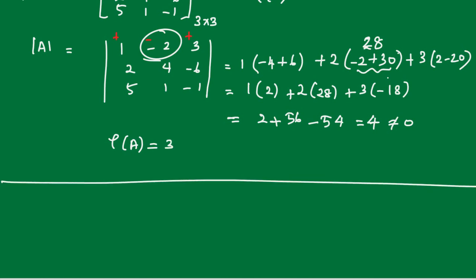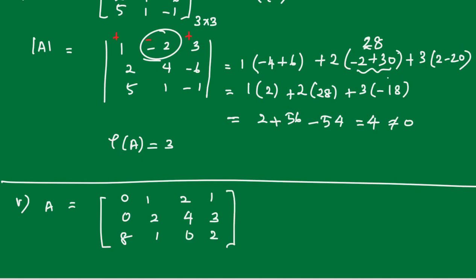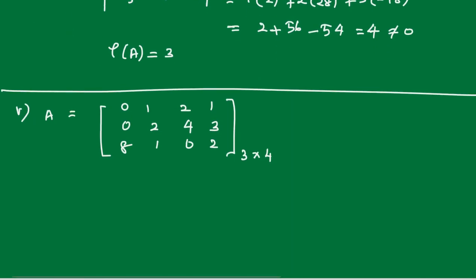Next, moving on to the 5th question. Given matrix A is equal to [[0, 1, 2, 1], [0, 2, 4, 3], [8, 1, 0, 2]]. The order of the given matrix is 3 by 4. It has 3 rows and 4 columns here. So the possible rank of the matrix must be less than or equal to the minimum of 3, 4. So the rank must be less than or equal to 3.